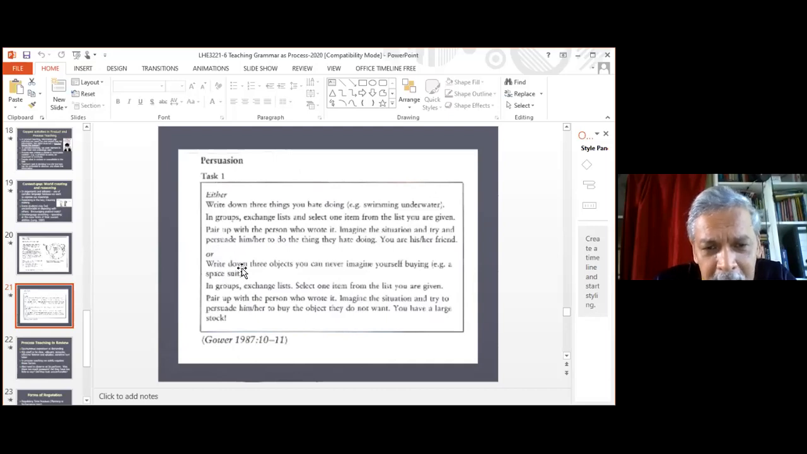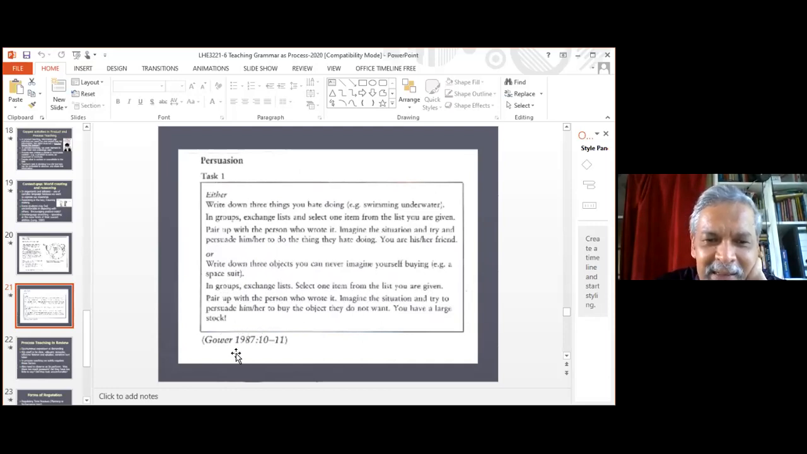Or write down 3 objects you can never imagine yourself buying. For example, a spacesuit. In groups, exchange lists. Select one item from the list you are given. Pair up with the person who wrote it. Imagine the situation and try to persuade him or her to buy the object they do not want. Okay, you have a large stock. Yeah. Okay, so it's kind of interesting.